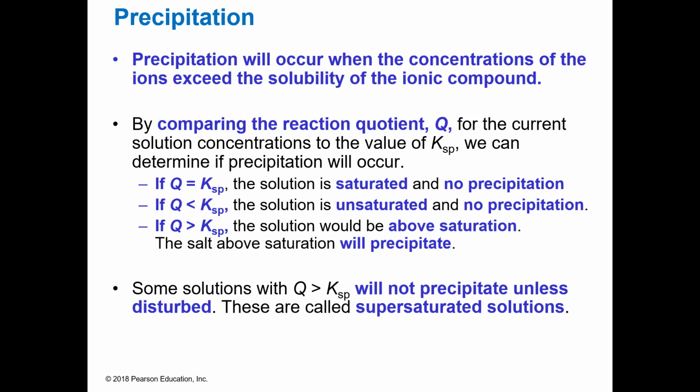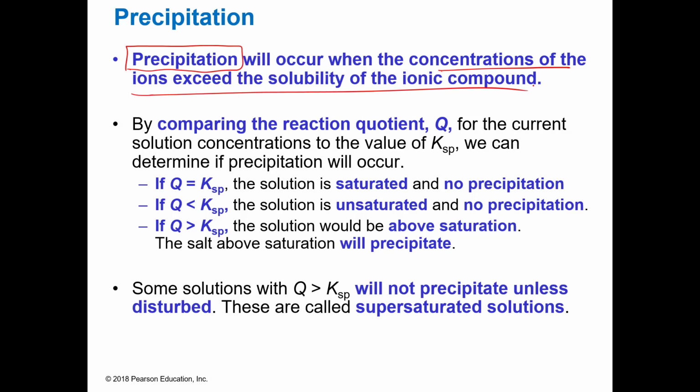So once something has reached its solubility mark, gone past its molar solubility, then it's going to precipitate. And we saw precipitation reactions in Chem 1, where you put two liquids together and you form a solid. So precipitation occurs when the concentrations of the ions exceed the solubility of the ionic compound.